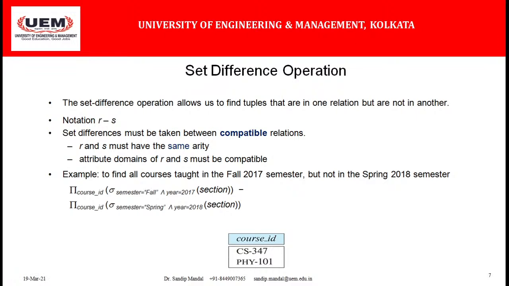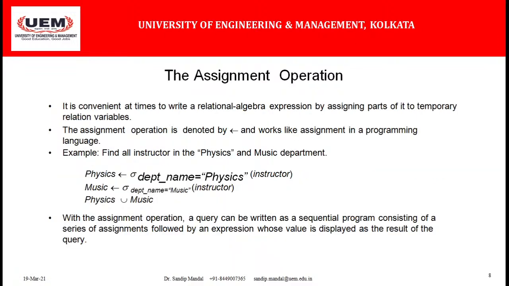Okay. So next we focus on the assignment operation. The assignment operation is very important. It is denoted by the arrow sign. For example, if I say from the instructor table, find the instructors who belong to physics. So here the assignment operation is denoted by the arrow operator and works like assignment in programming. Meaning, find all instructors in the physics and the music department.